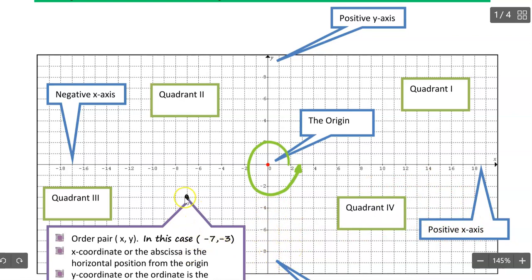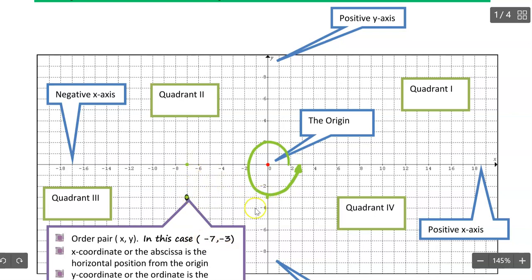Alright, so let's read this point right here. This point that I have right here, I have it as -7 and -3. How do I know that? Because right at this point, you project right onto the x-axis. You see that is the -7, and you project it onto the y-axis. So you read it as -7, -3.